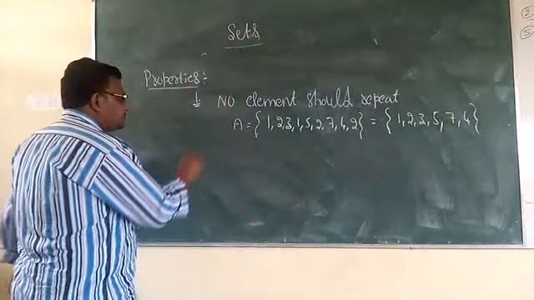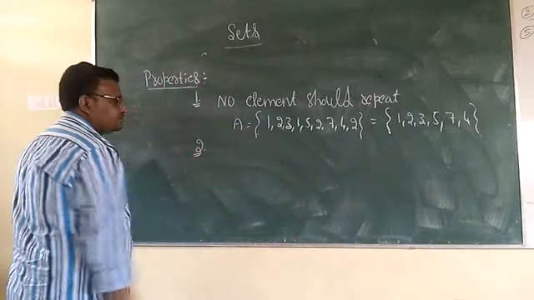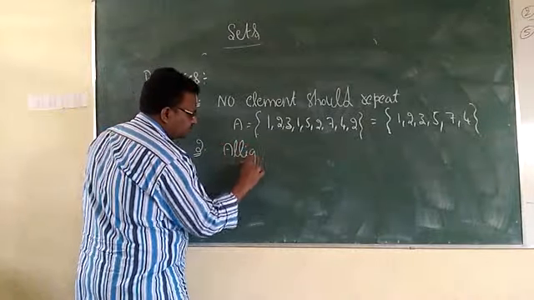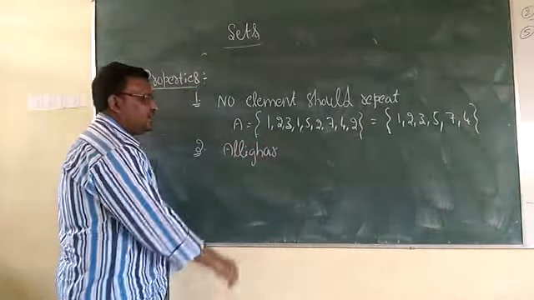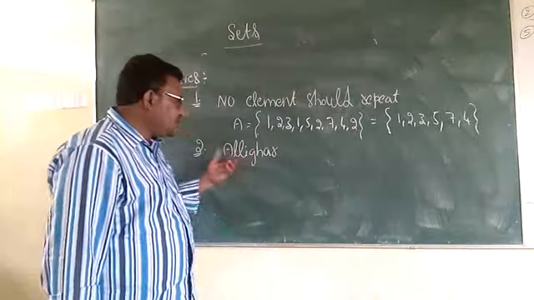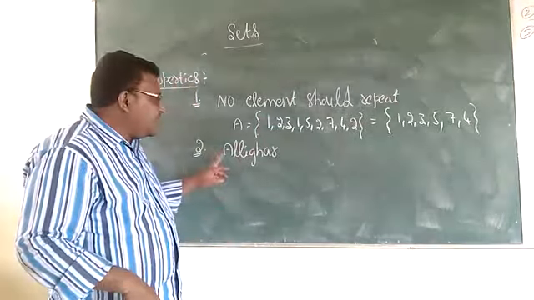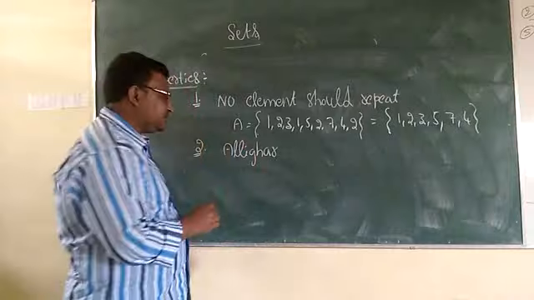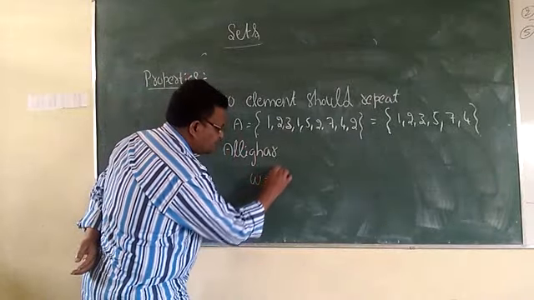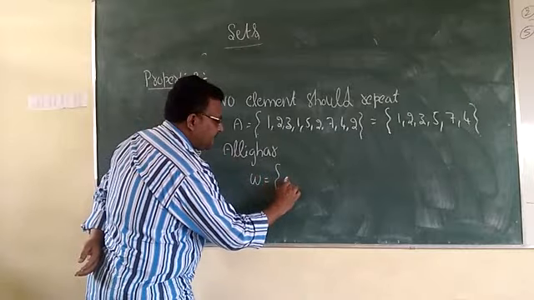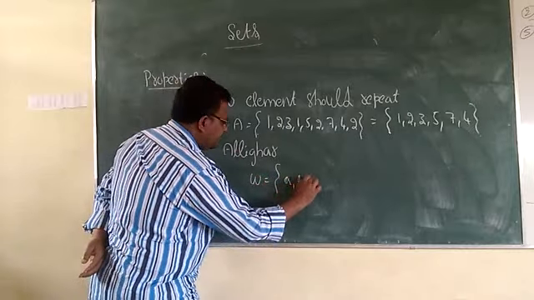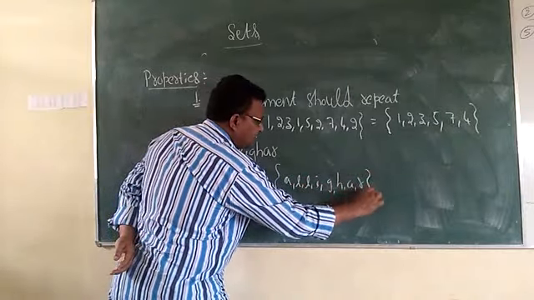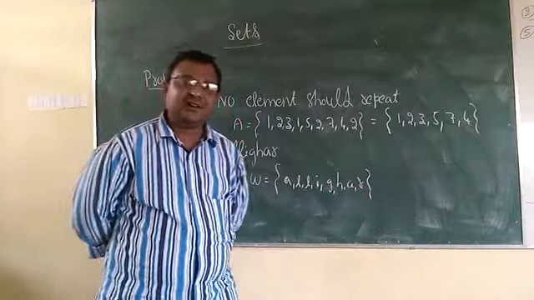And the next, take the word Aligarh. In this word, is any letter repeating? First of all, write down all the letters in the word Aligarh: A, L, I, G, H, A, R. So these are the letters in the word Aligarh.